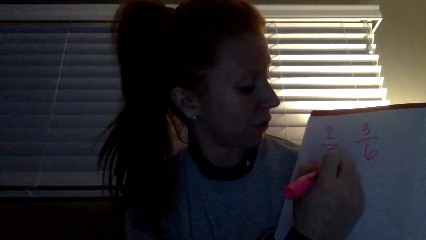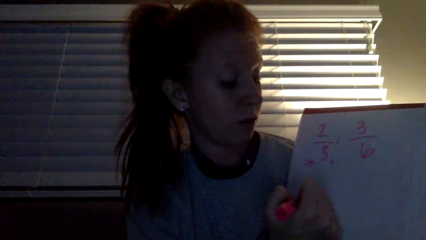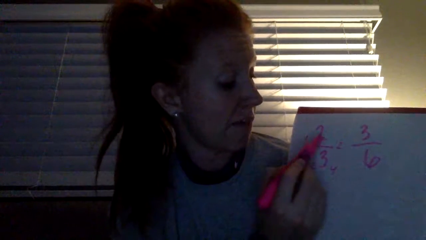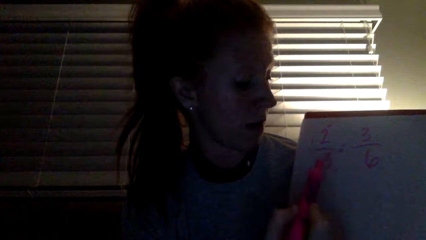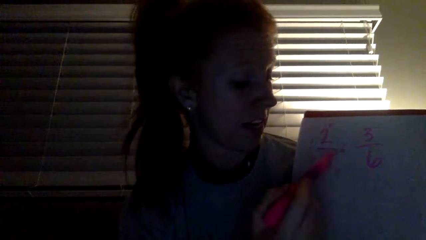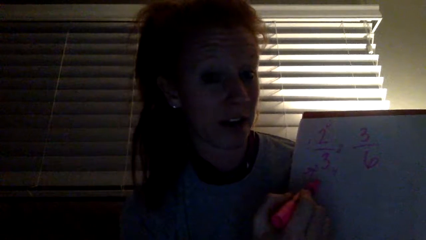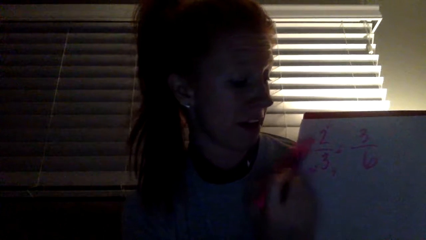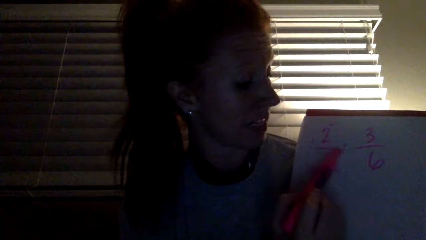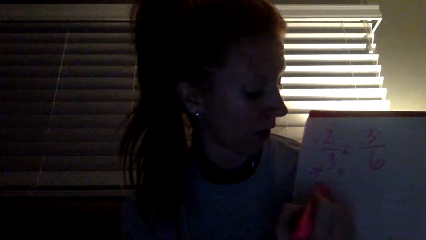1 more than 3 is 4. Half of 4 is 2. 1 less than 3 is 2. Half of 2 is 1. So if the numerator is in between a 1 and a 2, but it can't be 1 and 2, then it is going to be equal to a half. But if the 2 is less than 1, it's going to be less than a half. If the 2 is a 2 or more than 2, it's going to be greater than a half. In this case, it's a 2, so it's going to be more than a half.